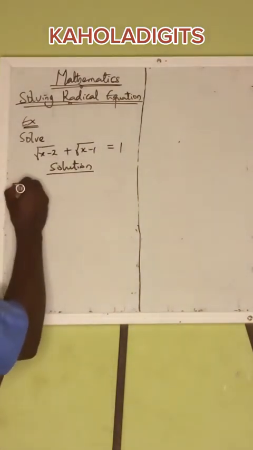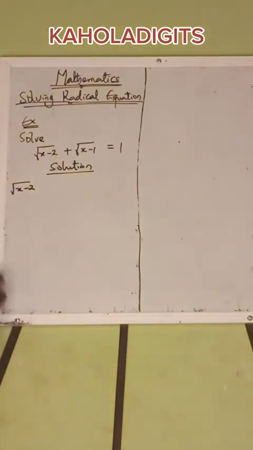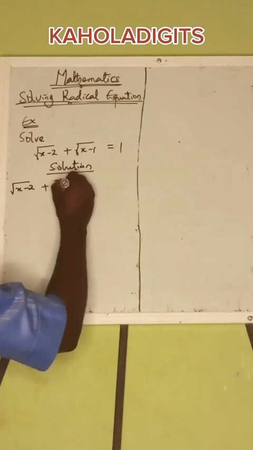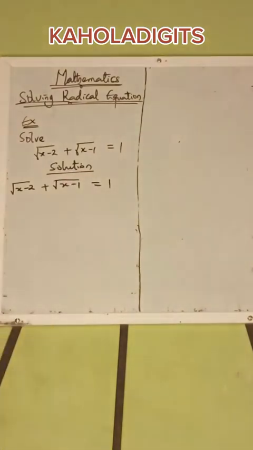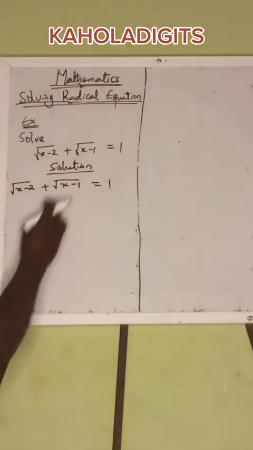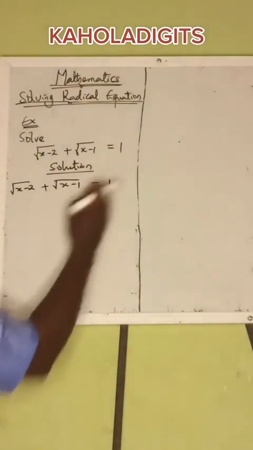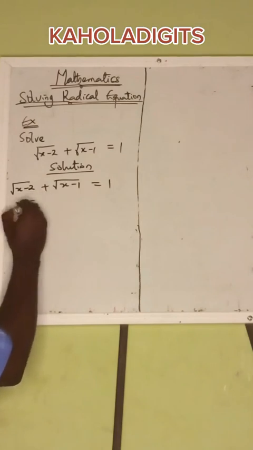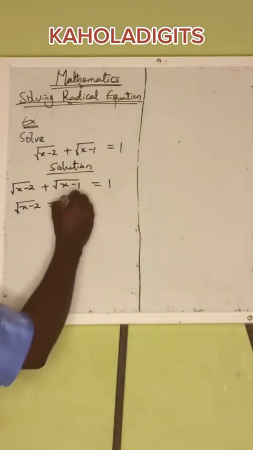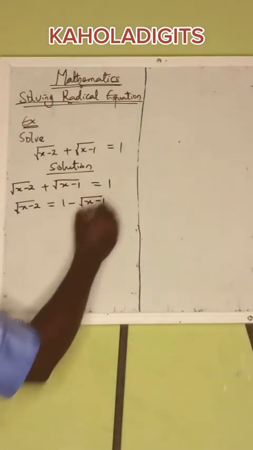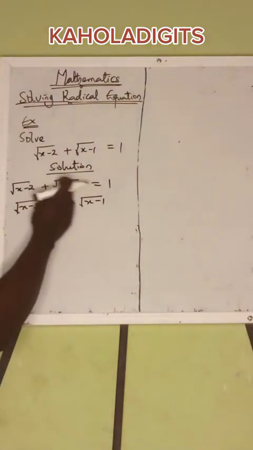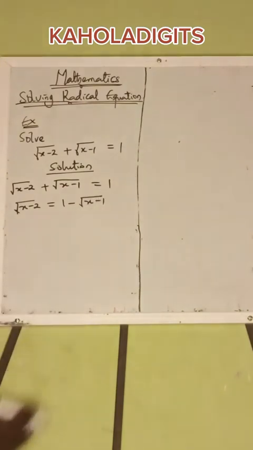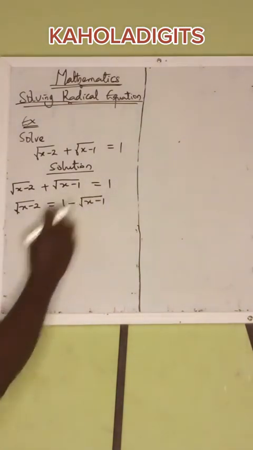Root of x minus 2, please, root is same as a square root, plus square root of x minus 1 equal to 1. So the first thing to do is to take this to the other side of the equation. That will be root of x minus 2 equal to 1 minus root of x minus 1. Remember, this is plus. The moment this one crosses this equality sign to the other side of the equation, it's going to turn to minus.